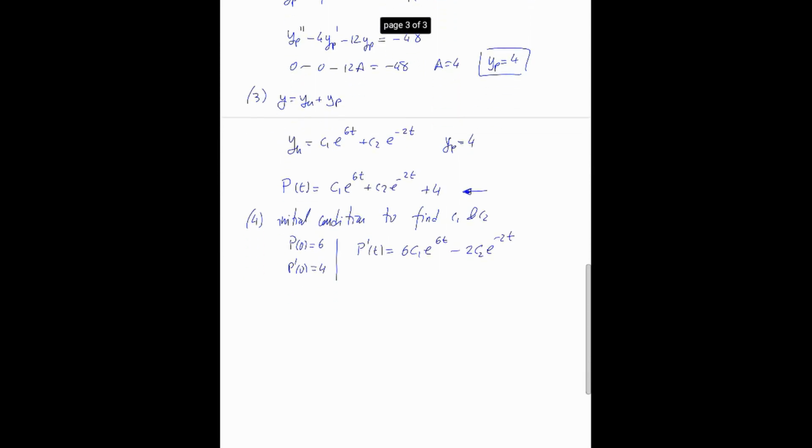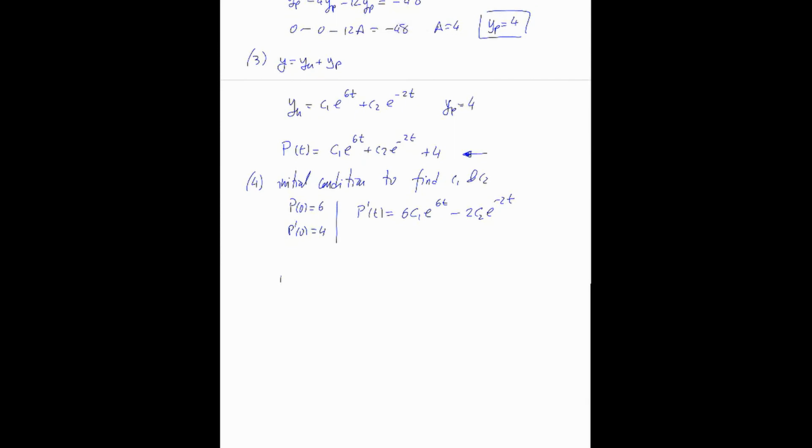So just to put it all together nicely, we have P of t equals c1 e to the 6t plus c2 e to the minus 2t plus 4. P prime of t equals 6c1 e to the 6t minus 2c2 e to the minus 2t. And therefore, we now put time equals 0. And what do we have?